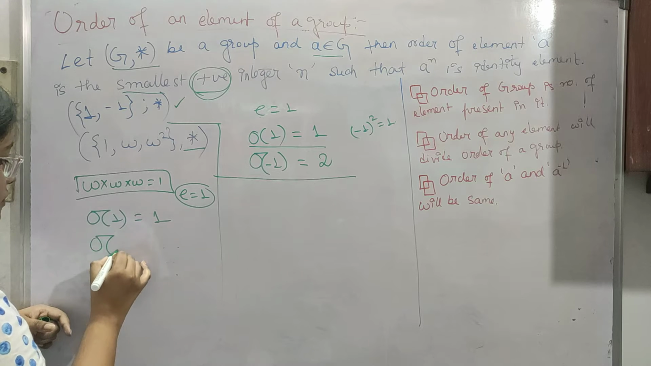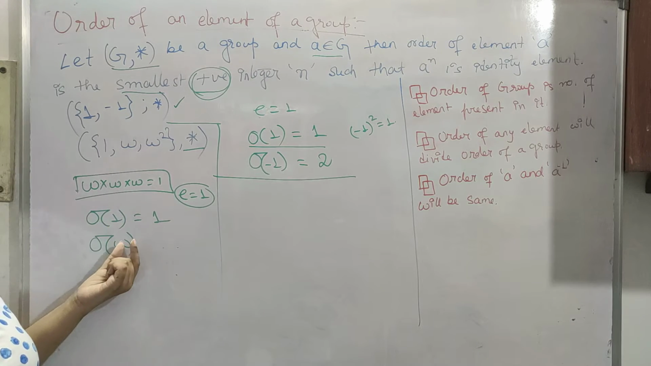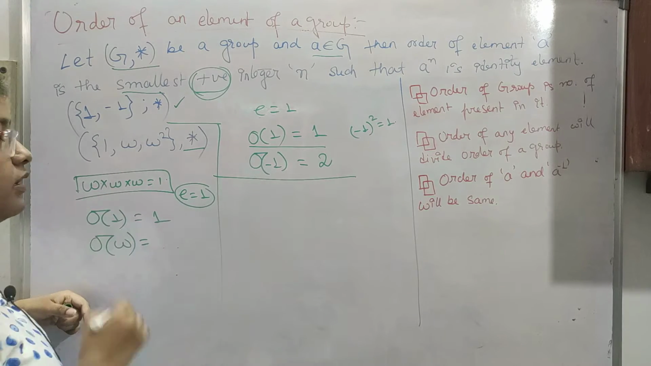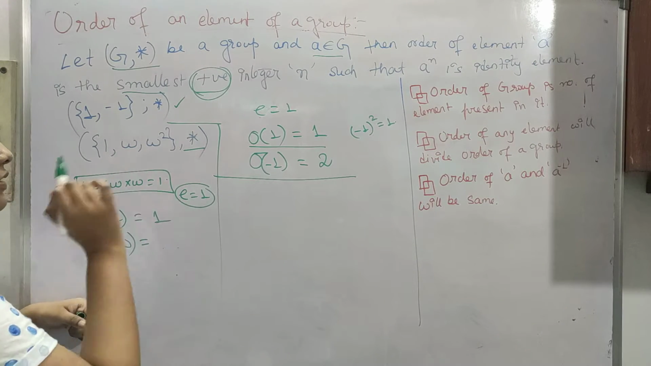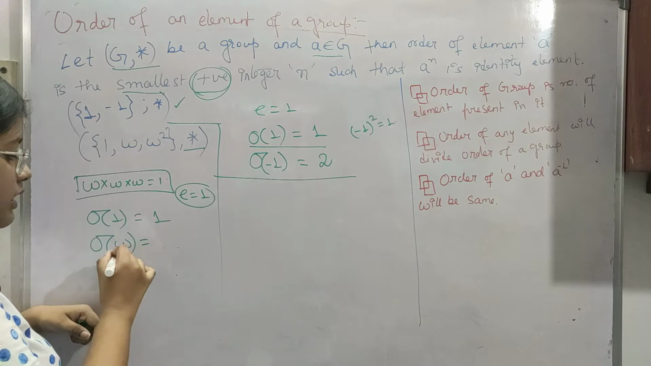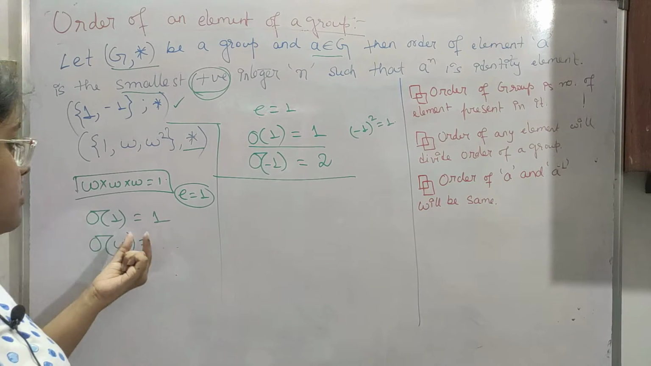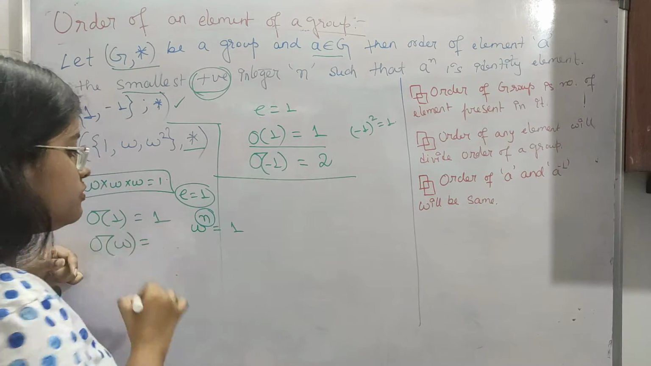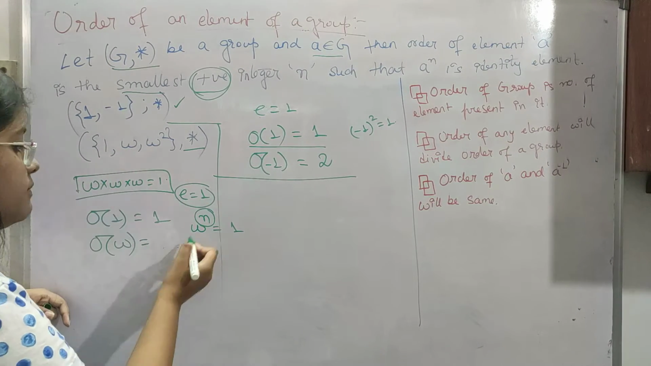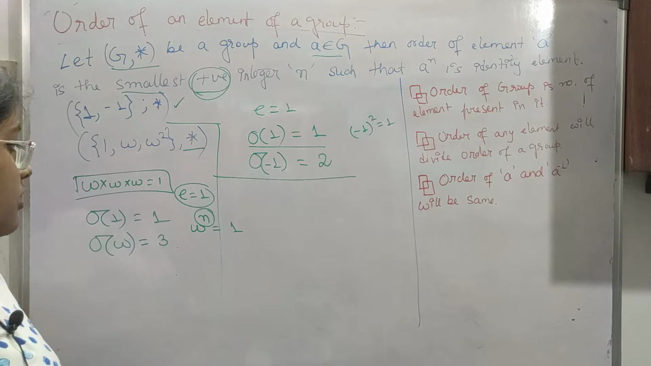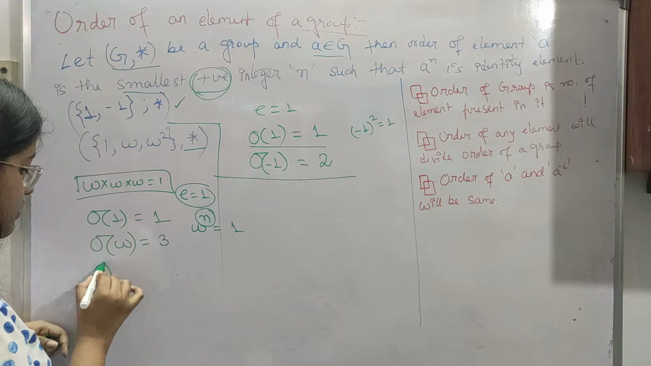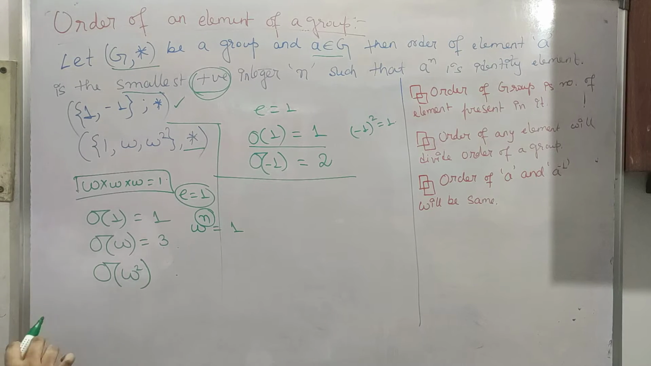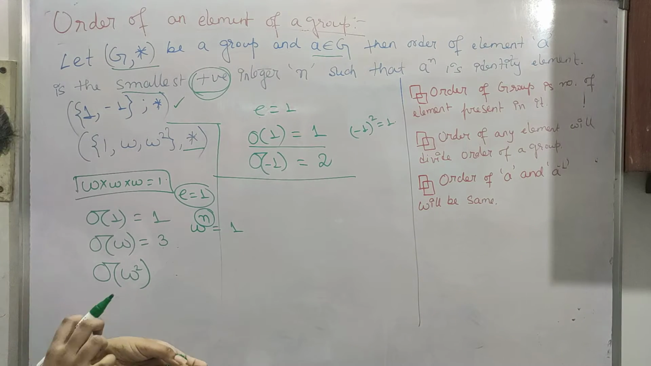Next, the order of omega. How many times does it have to be multiplied so that we can get 1? Omega into omega into omega gives us 1. So the order of this element means omega to the power n equals 1. Here the power is 3, because it is multiplied 3 times. So this is 3. Next is omega square.